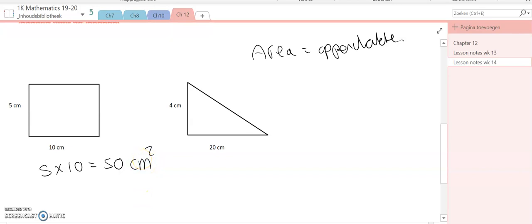If you want to calculate the area of a triangle, then you need to do 4 times 20. But if you just stop over here, then you calculate the area of a rectangle, and the triangle is exactly the half of it. So you need to do times a half. Then you get 4 times 20 is 80, times a half is 40 square centimeters.